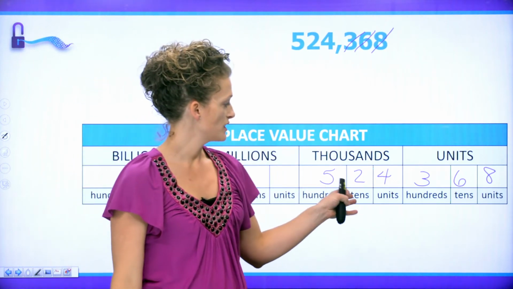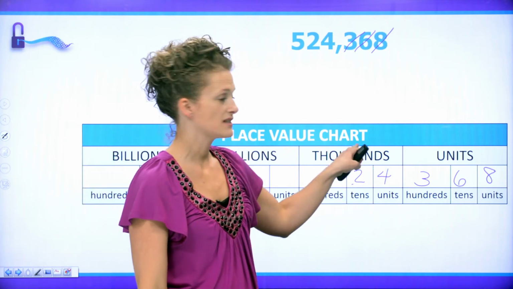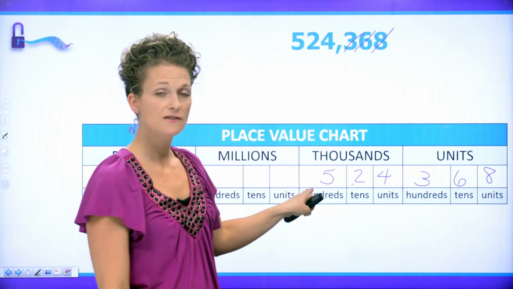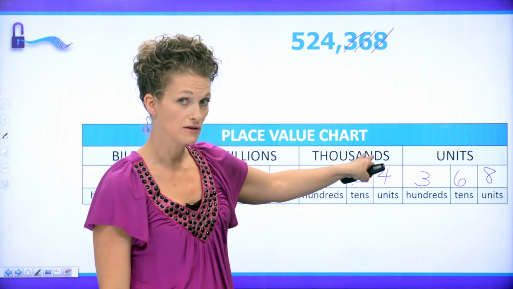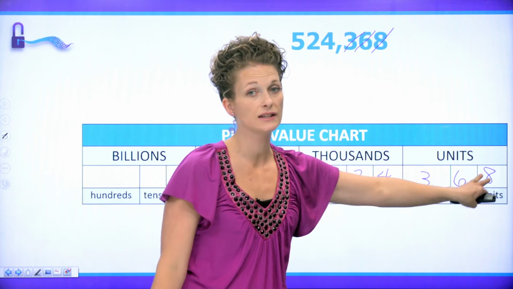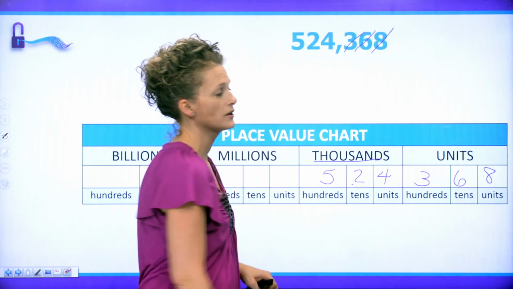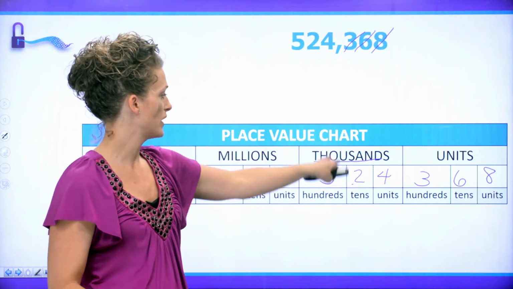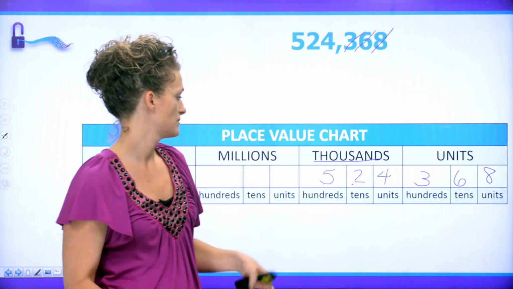Now, it's very easy to see that the 2 is in the tens of thousands. The 5 is in the hundreds of thousands. The 4 is in the thousands. The 3 is in the hundreds, the 6 in the tens, and the 8 in the units. So these labels that are above here, those help you to know what you're looking at. 100,000, 10,000, and just the thousands.